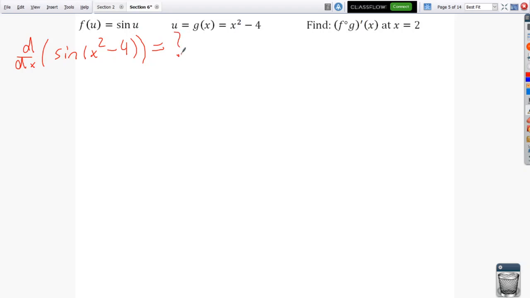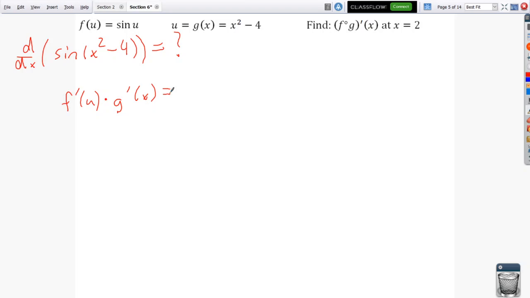One way to do this is to split the two functions up into f of u and u, which would be g of x, which is x squared. And we're going to find this at x equals 2. All right? So one way of doing this, the chain rule tells us that the derivative of f of u is going to be f prime of u. And if we want to find the derivative of f of x, we have to multiply that by g prime of x.